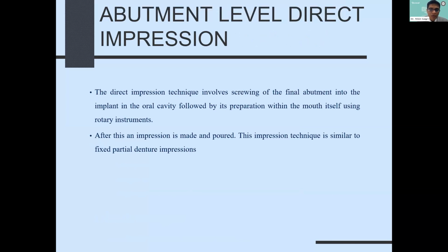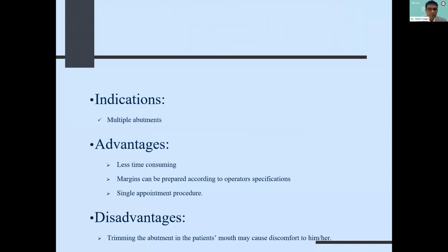So this is what I had just spoken about, that abutment level direct impression is screwing of the final abutment into the implant in the oral cavity and transferring the impression. And it is similar to taking your regular crown and bridge impressions that you would do for a bridge. Indications again, multiple abutments. Advantages, less time consuming, margins can be prepared according to the operator's specification, single appointment procedure. Disadvantages, trimming the abutment in the patient's mouth may cause discomfort to him or her.